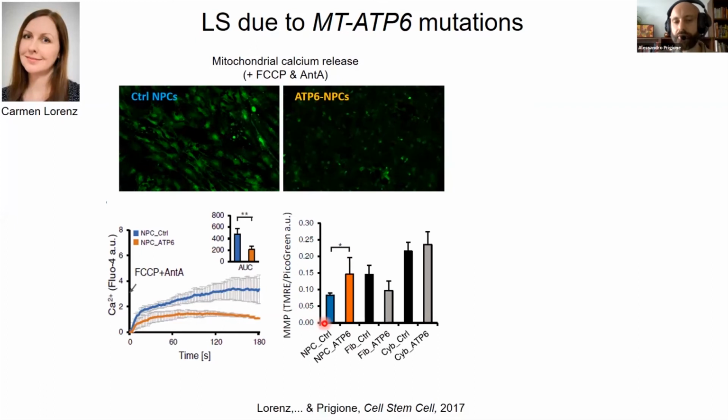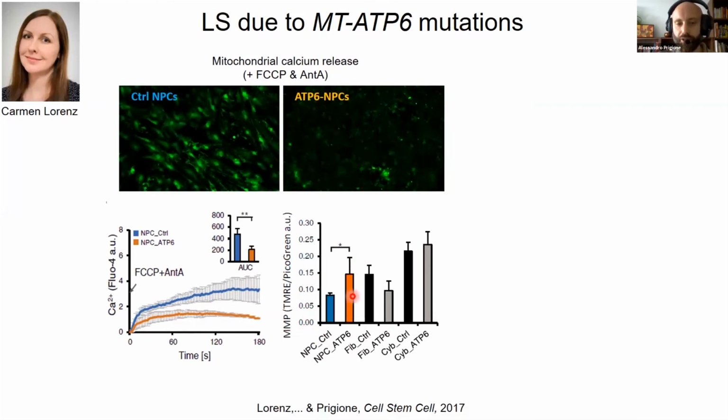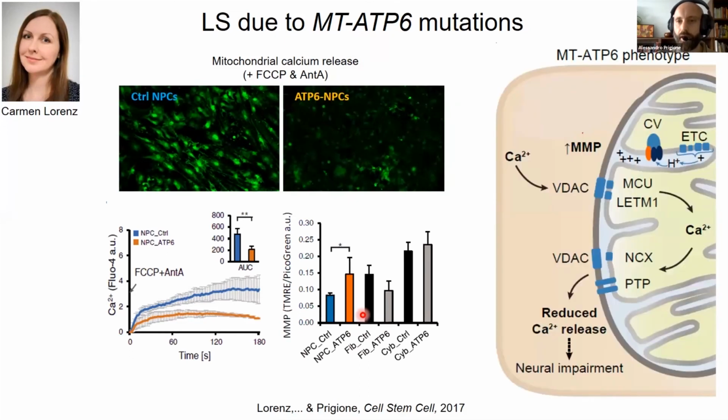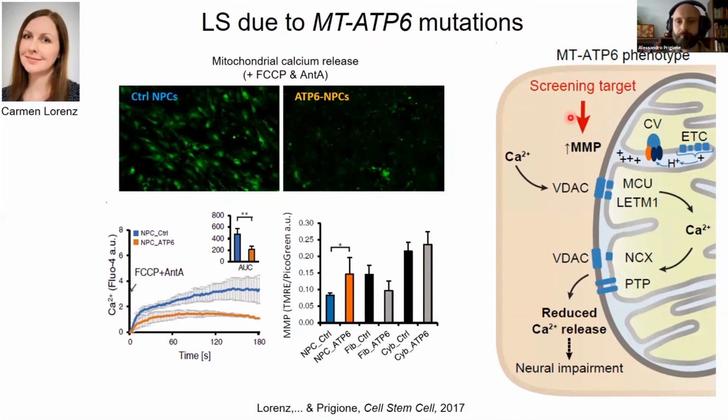We identified another phenotype related to mitochondrial membrane potential. It was higher in the patient compared to controls. Basically, to summarize this part about ATP6, we think that this defect in the MMP would cause a defect in calcium, and that could represent a screening target.